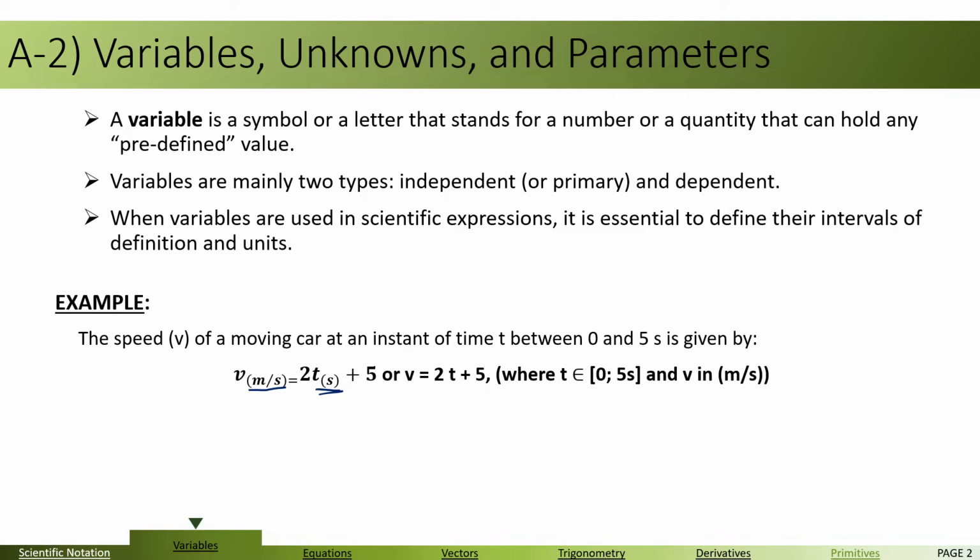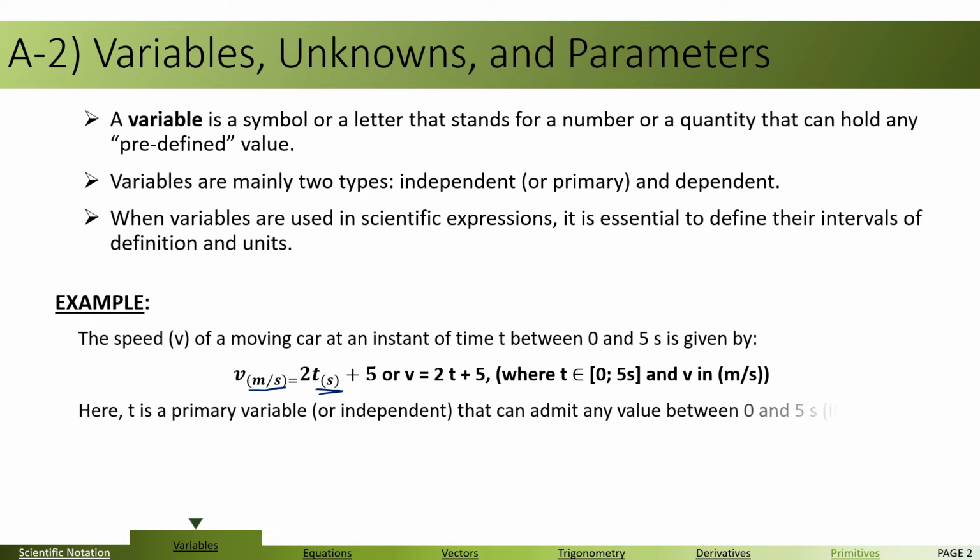Now, we are also given that t belongs to the interval 0, 5 seconds and v is in meters per second. So t belongs to the interval 0, 5 seconds. We have specified the interval and the unit of t. Then v is expressed in meters per second as the unit. This is very important when you write scientific expressions.